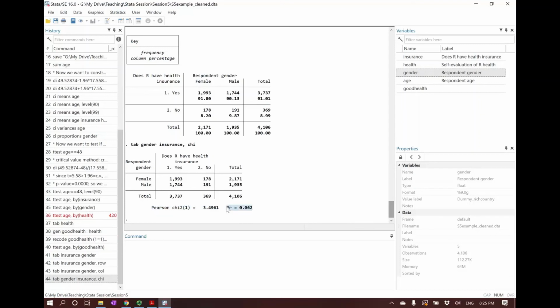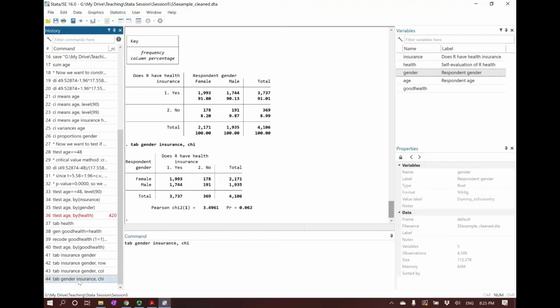So in this case, we have a p-value which is 0.06. Okay, so it's 6%. This is to say that we can reject the null hypothesis at 10%, but we cannot reject the null hypothesis at 1% or 5%, right? Remember, how do you read the p-value?